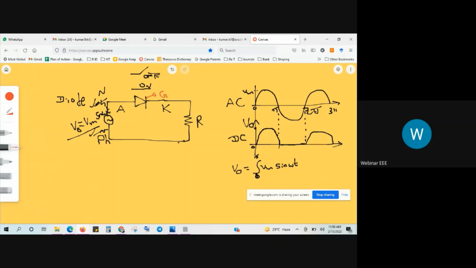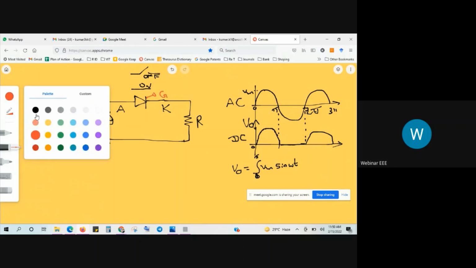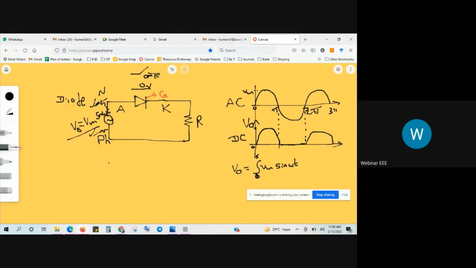If you see the cross-sectional view of a diode, a diode is a PN junction device. This is anode, this is cathode. Here we have only one junction J1. Whenever you give positive to the anode, this junction J1 is in forward bias condition.